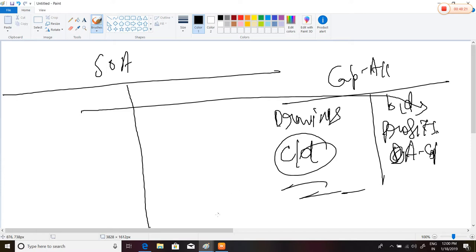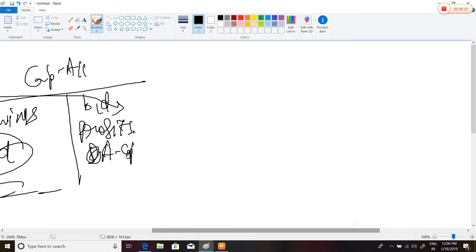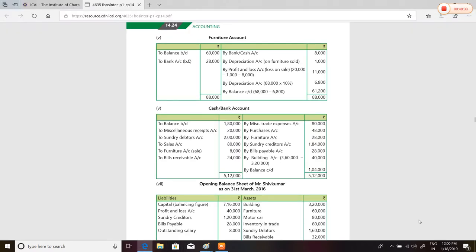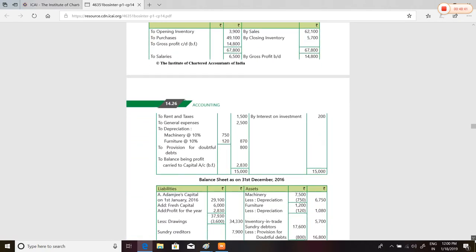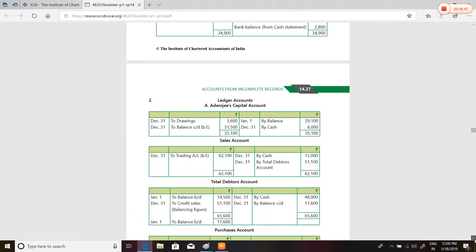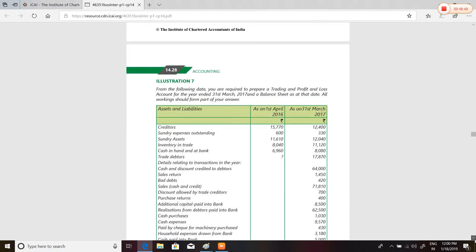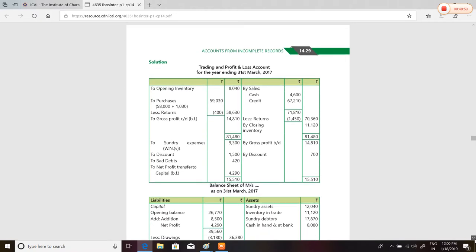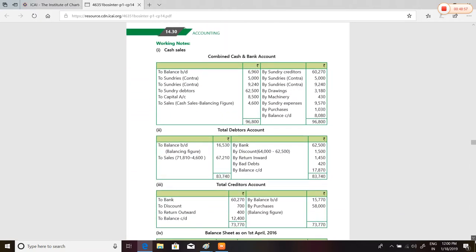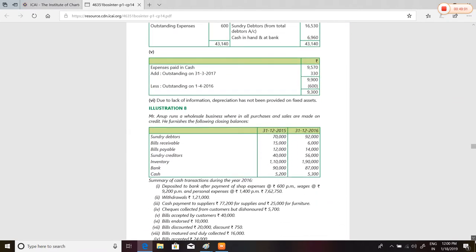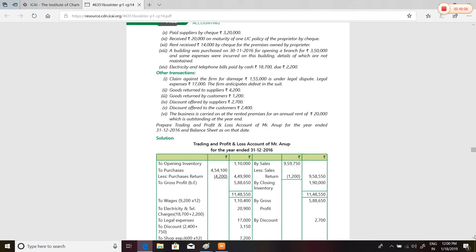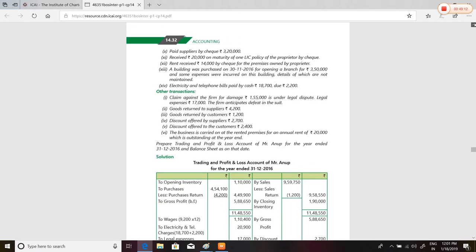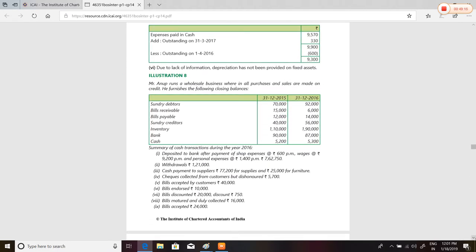Okay. Now, if the lecture goes long, then I will tell you a bit more. If any question gives that, for example, when I have a question, see, I think the question should be in the CA institute study material. Finding the question. See, here's the question. Illustration number, I think 8. Yeah, illustration number 8.